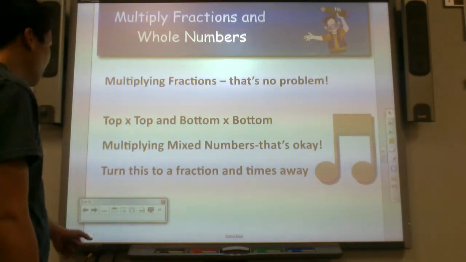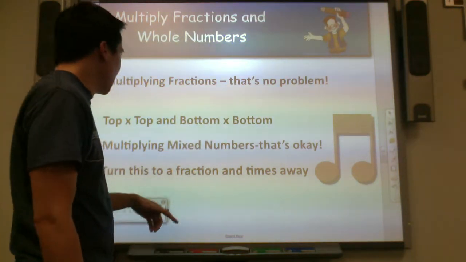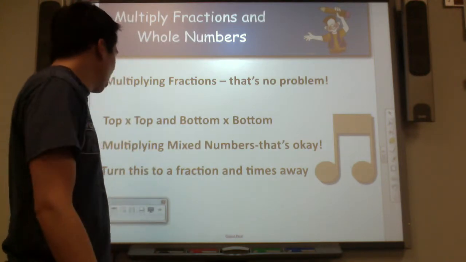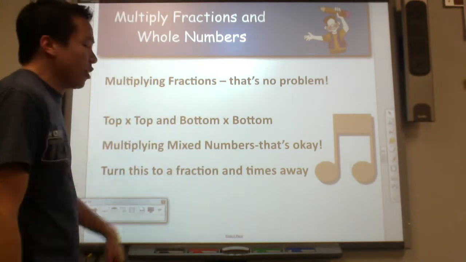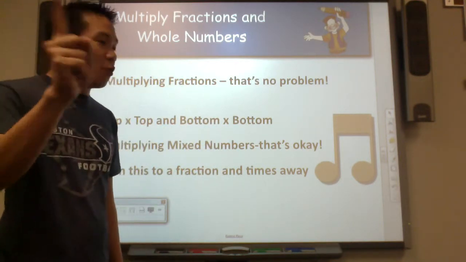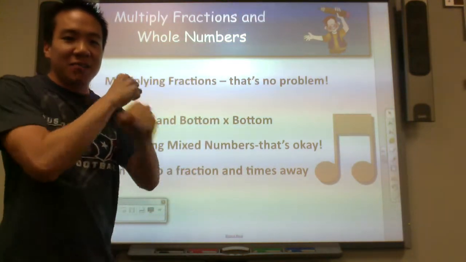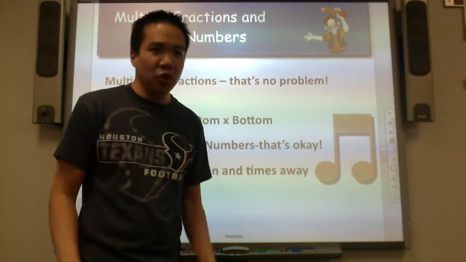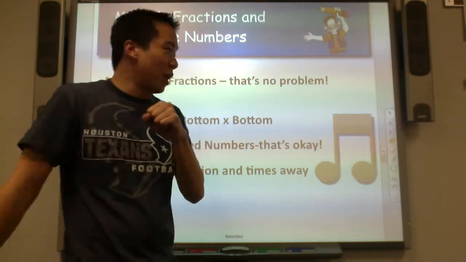In our little chant, what we learned in the previous lesson was multiplying mixed numbers. That's okay. Turn it into a fraction and multiply away. Our next chant is multiplying fractions. That's no problem. Top times top and bottom times bottom. So when you multiply fractions, that's no problem. You multiply top times top and bottom times bottom.